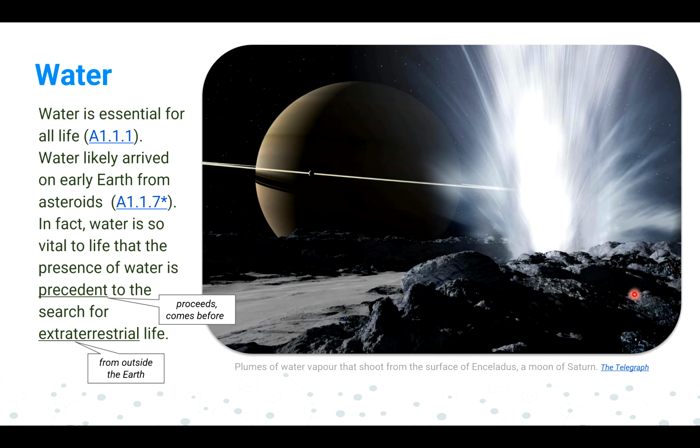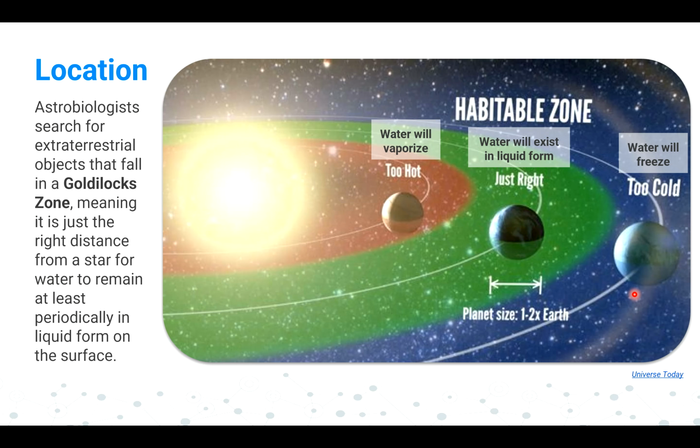Right? So water is essential for all life. Water likely arrived on early Earth from asteroids. In fact, water is so vital that the presence of water is a precedent to the search for extraterrestrial life. Imagine that without water nothing is possible. Astrobiologists search for extraterrestrial objects that fall in the Goldilocks zone, meaning it is just the right distance from the star for water to remain at least periodically in liquid form on the surface.